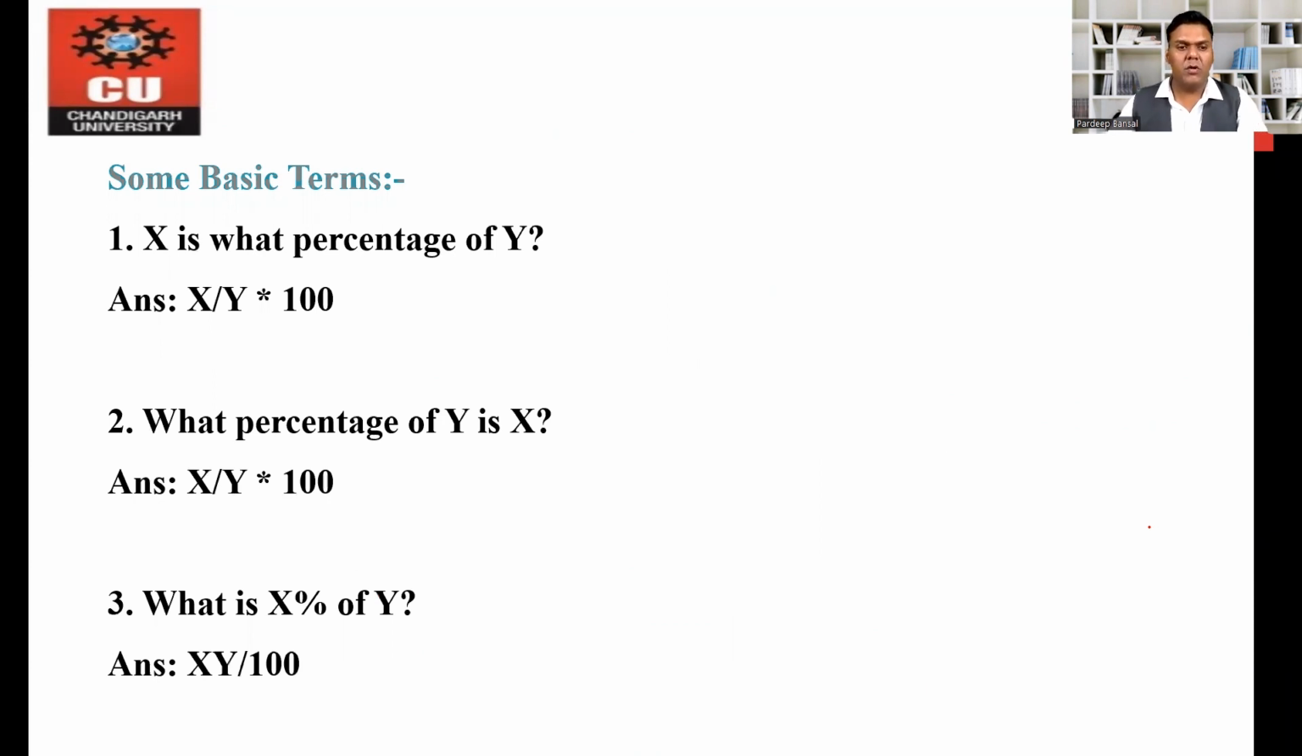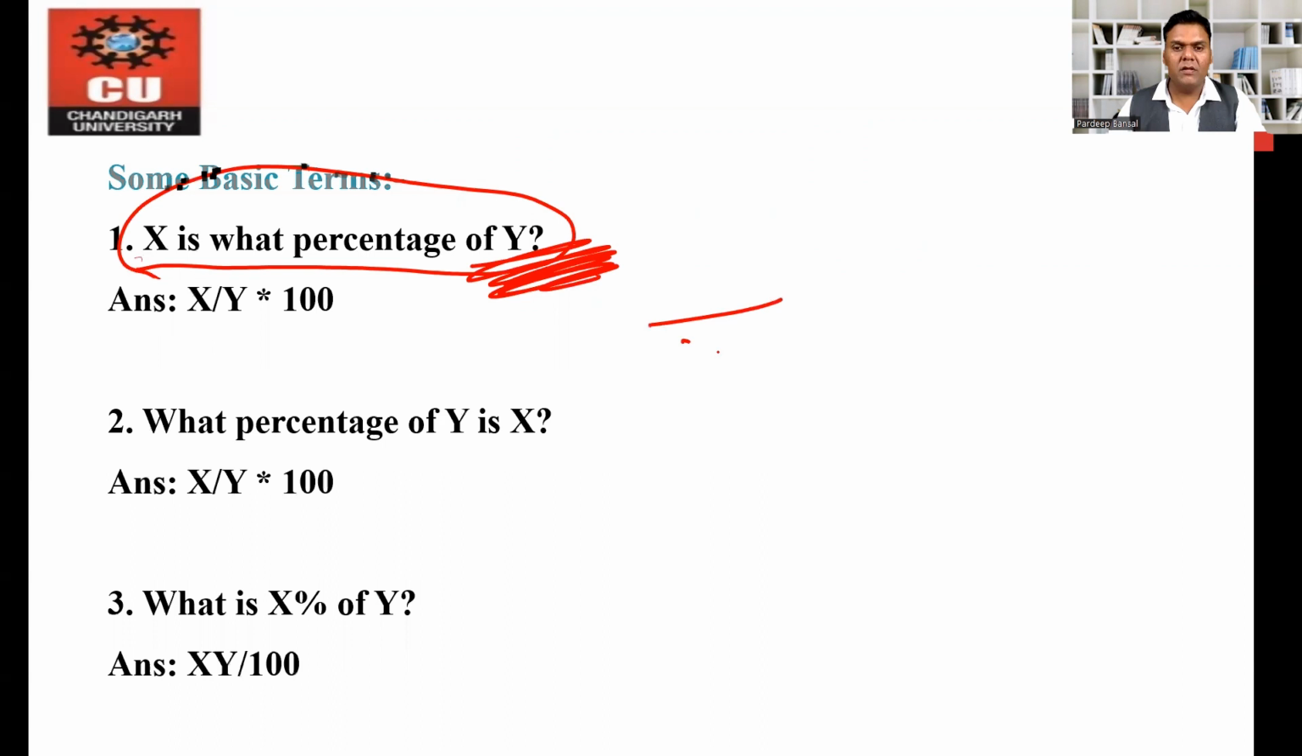So in basic terminology, as the word suggests, if you read this line carefully, X is what percent of Y, right? So that means what percent of Y. So Y is my reference. So Y will be in the denominator. Anything which is being asked as a what percentage will always come in the numerator, X by Y into 100.